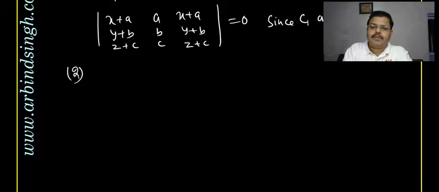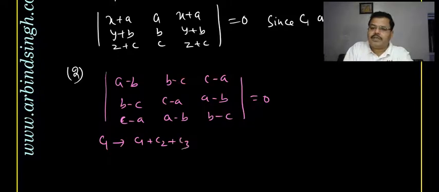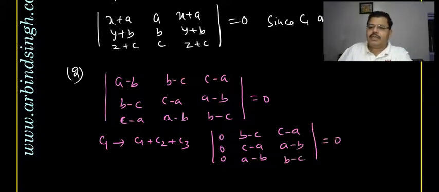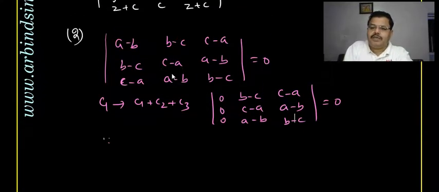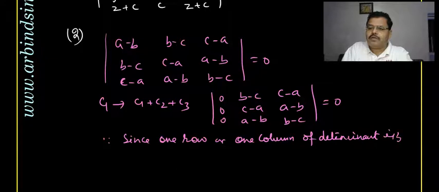Now let us see the second question. It is the determinant with rows a minus b, b minus c, c minus a; b minus c, c minus a, a minus b; c minus a, a minus b, b minus c, and it is equal to 0. Using the property C1 tends to C1 plus C2 plus C3, we get 0, 0, 0 in the first column, with the other entries unchanged. Since one row or one column of the determinant is 0, the value of the determinant is 0.